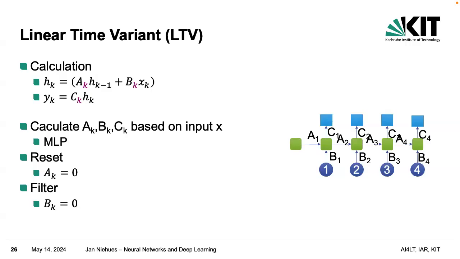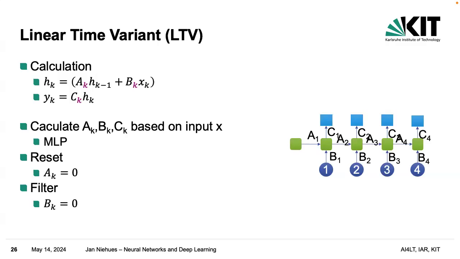While these LTI systems were very good at some tasks where you need a very long context, like pathfinding, they were really struggling with some text processing tasks, for example. And when looking at this, some found out that there is a challenge with reset and filter. So the next step we can look into is the linear time variant systems. And here you see the main difference. The formula is very similar. We have again a hidden state HK, and based on that, we then calculate our output YK.